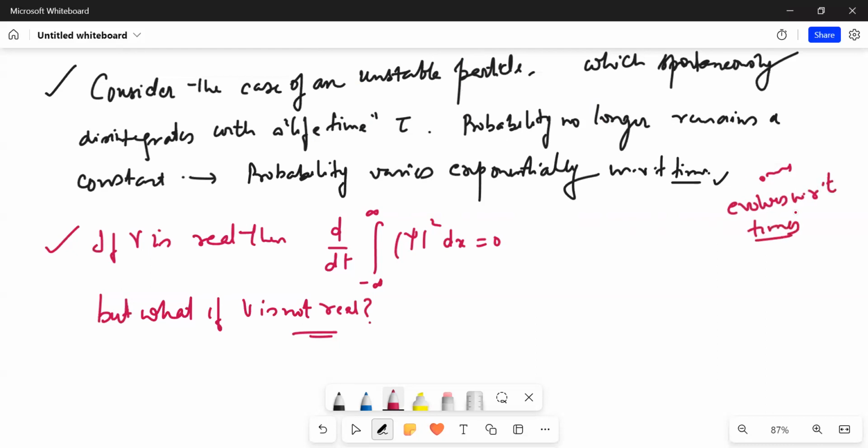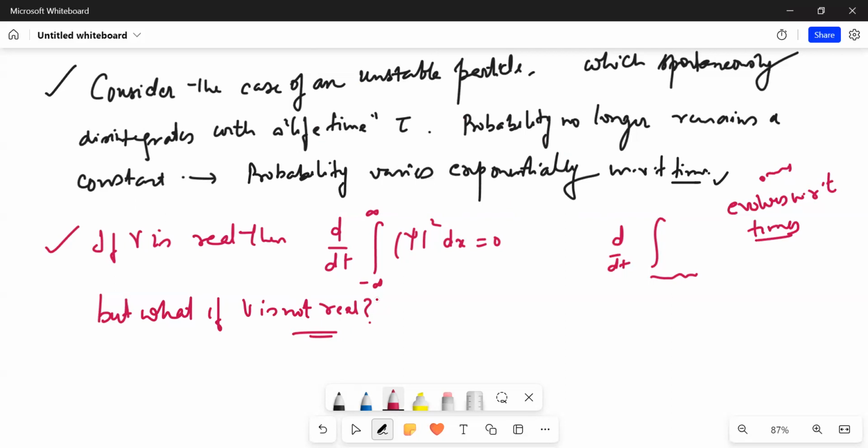So its wave function will indeed evolve with respect to time. If I want to take the derivative with respect to time, and this particular fellow also evolves with respect to time, how can I say that in the case of an unstable particle, probability remains a constant? So it no longer remains a constant. Further, for such cases, the potential will not be real, because you know that if V is real, then probability cannot vary, it will be constant.